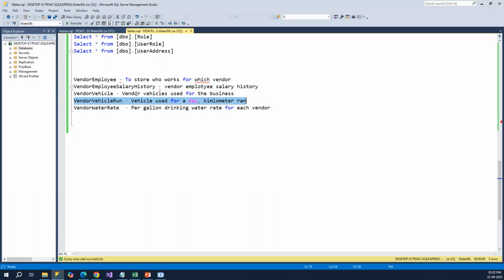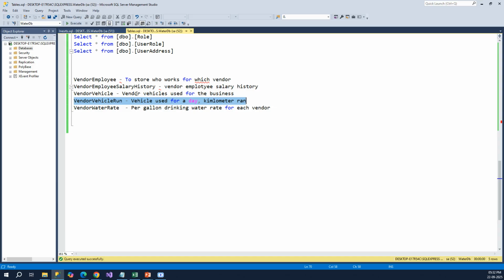Then vehicle run: on a per day basis, what was the kilometer they traveled to deliver the water. Based on that they will have to refill fuel, and the other calculations have to be carried out. We will design that table and discuss it at that time, but as of now I am just listing the tables. And then the vendor water rate: per vendor we'll have to store the per gallon, basically the 20-liter price, so it can be used by the vendor at the end of the month to calculate water consumption and billing to the customer.